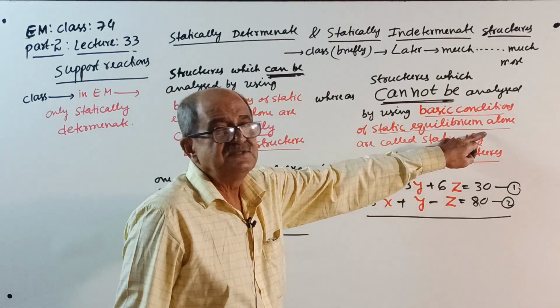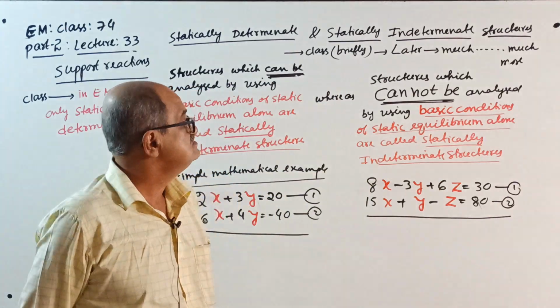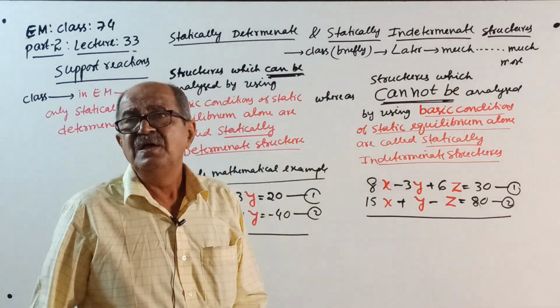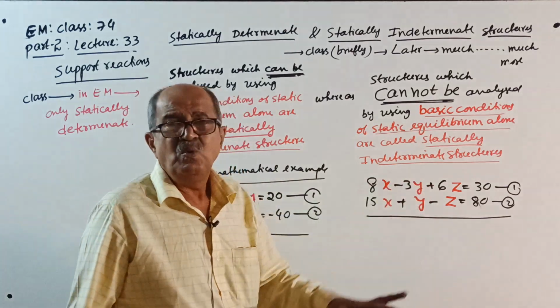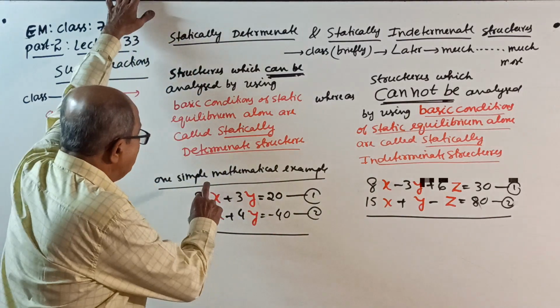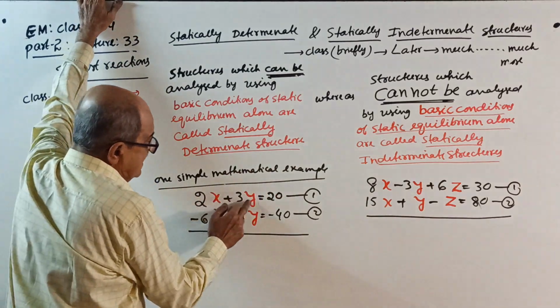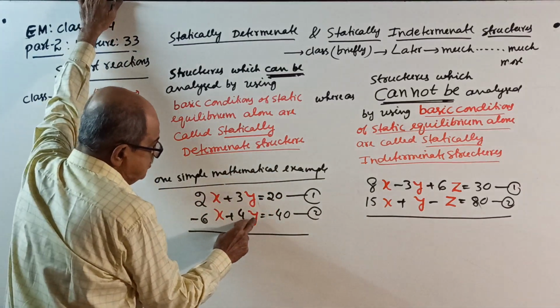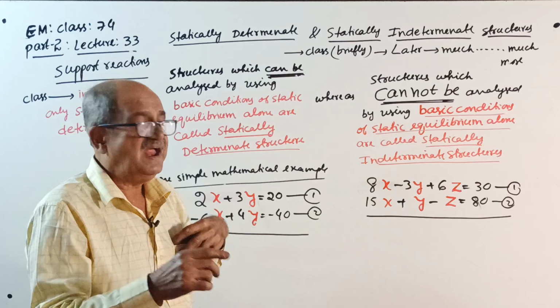Now, this does not mean that a statically indeterminate structure cannot be analyzed. It can be analyzed by some standard method. I will tell briefly one mathematical example today. Consider here: 2x plus 3y is 20, minus 6x plus 4y is minus 40. Now you should write here what I dictate.